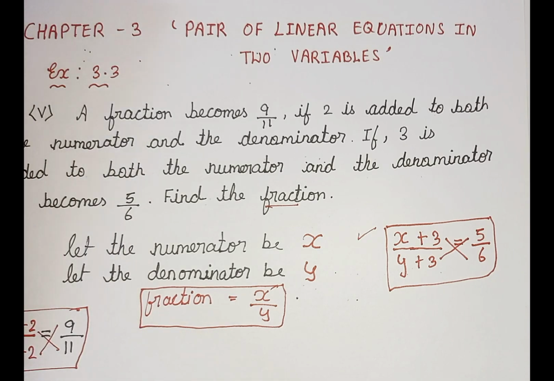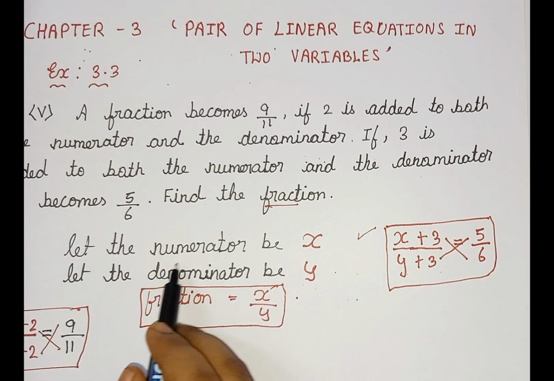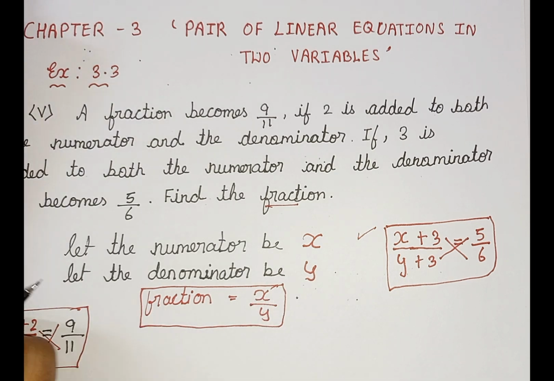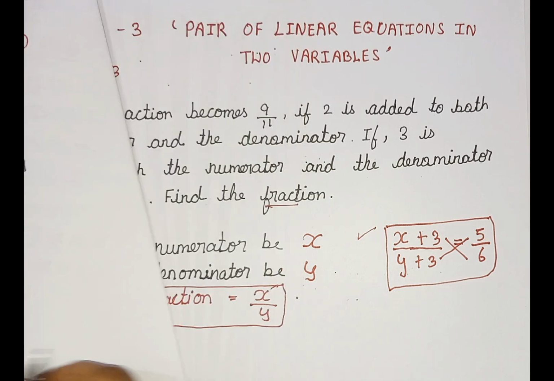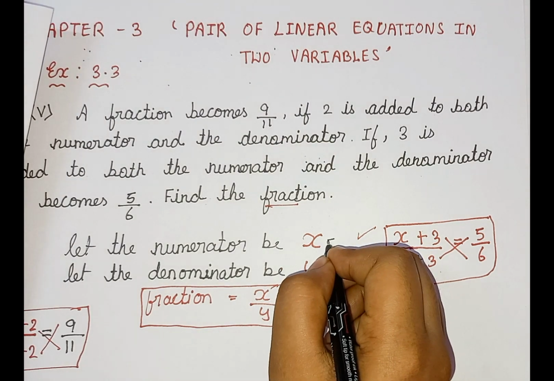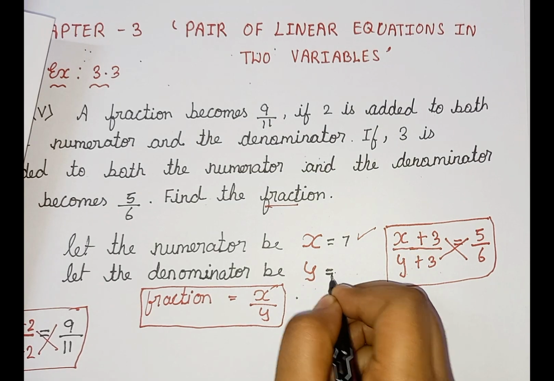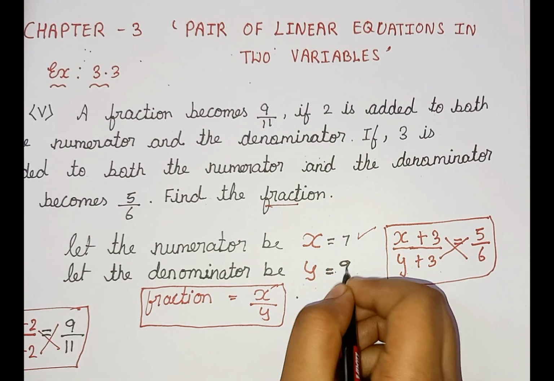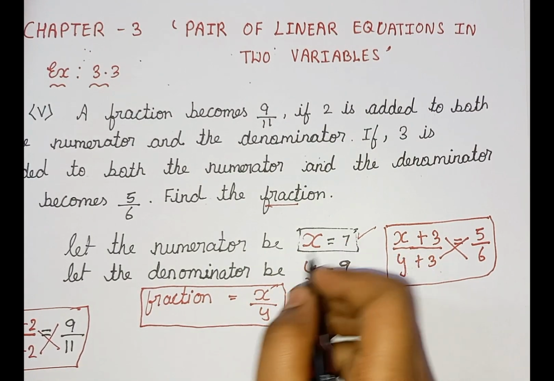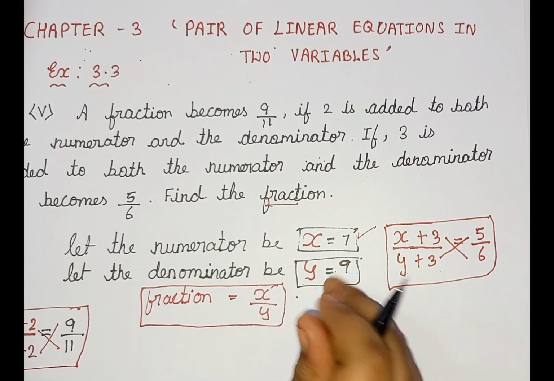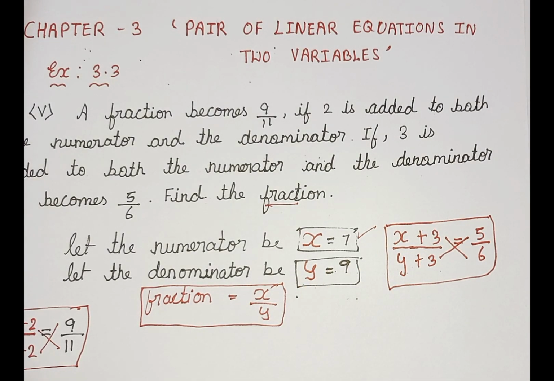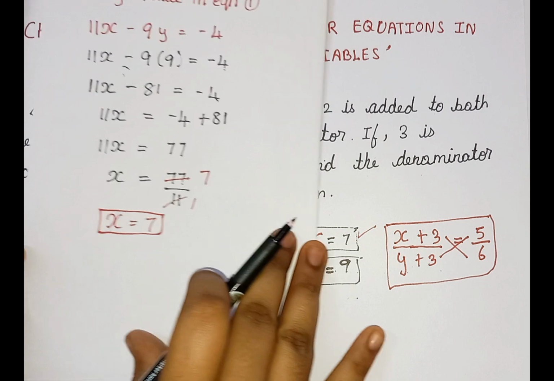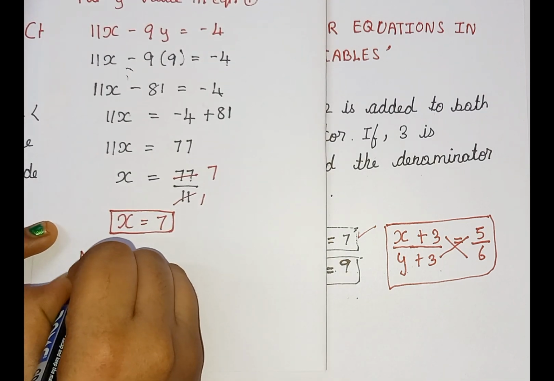Finally, we got the x value and the y value, isn't it? Here I just took the numerator as x and the denominator as y. Since I got the x value as 7, I'll write x is equal to 7, and the y value is 9. So finally I got the x value and the y value. Write it separately, so don't write it like this, you might lose marks. I just wrote it in short.